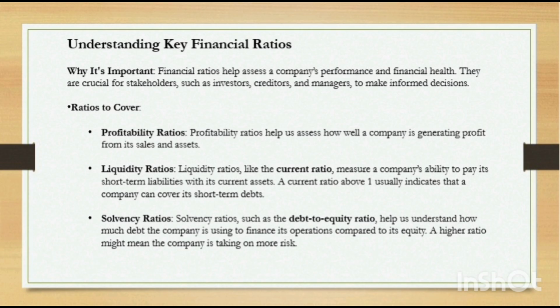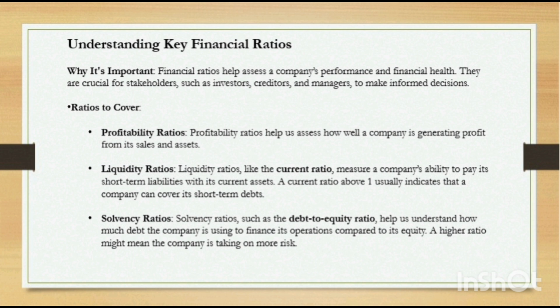Now, let's move on to the solvency ratio. These help us understand the long-term financial health of the business. Solvency ratios such as the debt to equity ratio help us understand how much debt the company is using to finance its operation compared to its equity. A higher ratio might mean the company is taking on more risk. If your bakery has 2 lakh in debt and 4 lakh in equity, your debt to equity ratio would be 0.5. This means for every 1 rupee of equity, there are 0.5 rupee of debt.